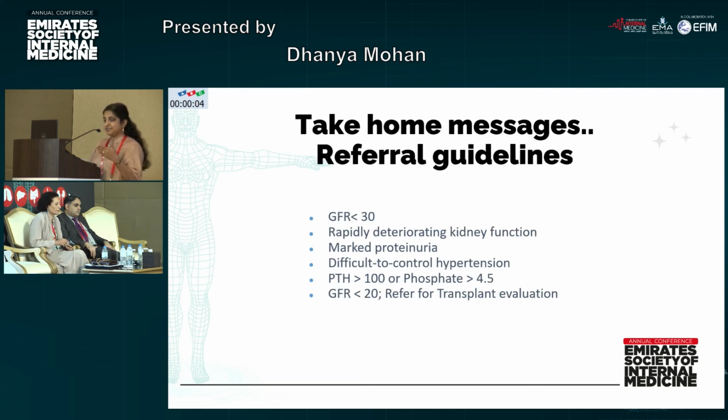Other guidelines for referral include when GFR is less than 30, definitely need to be seen by a nephrologist, for rapidly deteriorating kidney function, severe proteinuria, difficult to control hypertension, for hyperphosphatemia and severe hyperparathyroidism, and for transplant evaluation at later stages.